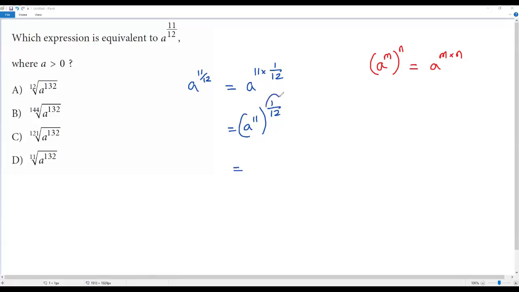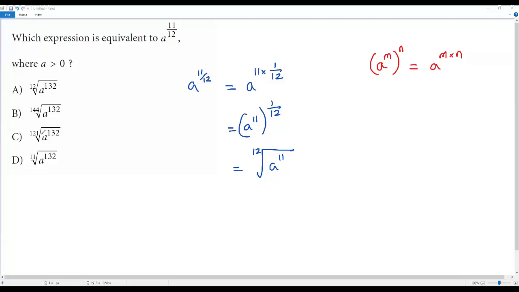So when I convert this 1 over 12 to a radical, inside the radical we have to write this stuff, that is a to the power 11. So what is the index of this radical? That's the denominator, so that is 12. So it can be written as the 12th root of a to the power 11.